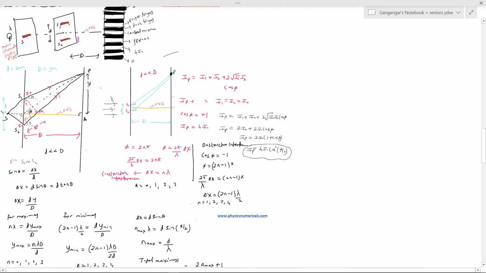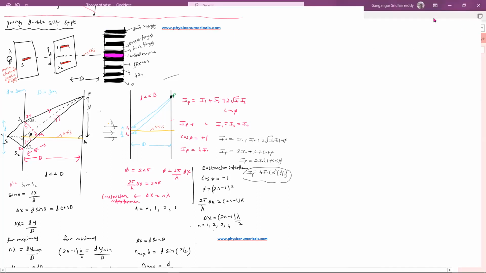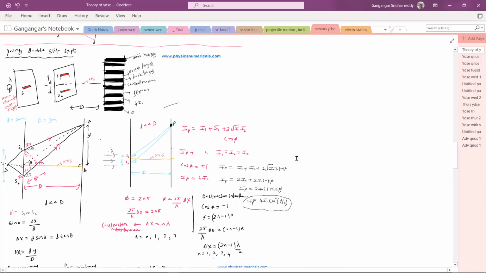Got this idea? Now we'll define one more quantity called the central maxima. What do we mean by central maxima? It's a point on a screen where the path difference of the rays arriving there will be 0.